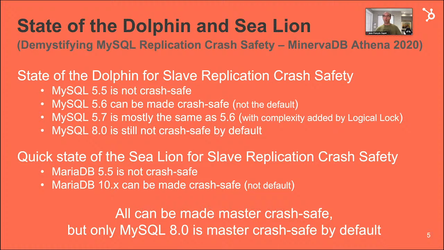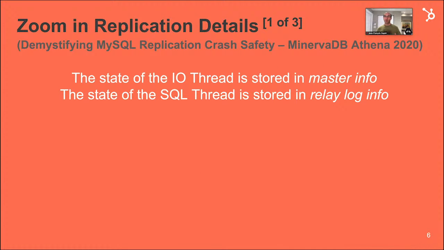So MySQL 5.5 is not crash safe, and to understand all of this, and replication crash safety, we have to dive a little more into the details of how replication works. The state of the IO thread is stored into what is called master info, and the state of the SQL thread is stored in relay log info. I'll have a diagram about this in the next slides.